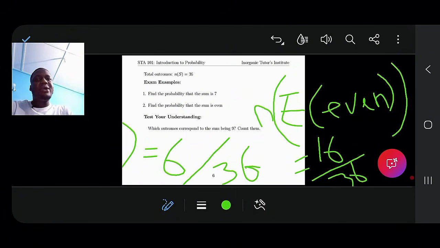After you list them down and you are certain that you've listed all the outcomes that will give you a sum of 8, now you count them. How many elements do I have in the event? Okay, I have this 4, I have this 5, I have this 6. Then you divide the number of elements you have by the main sample space. That will give you the probability that the sum is 8. So that's how to move about with it.